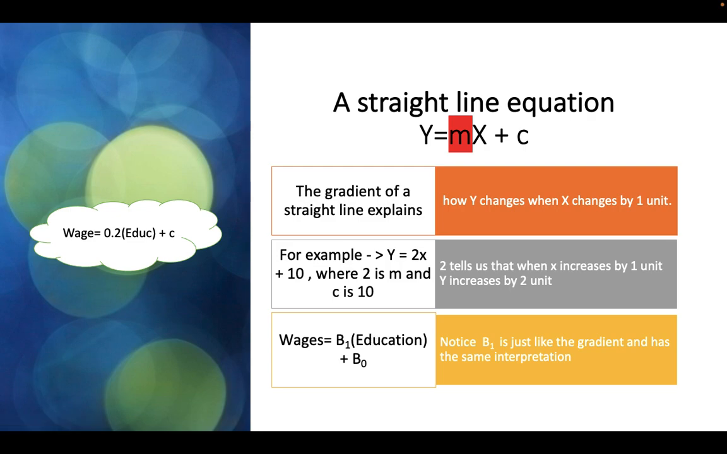And the same follows for the regression that we're going to be seeing in today's session. The beta 1 in this case is basically like the gradient, and it tells you that when education changes by 1 unit, how does wage change. So the interpretation is similar.